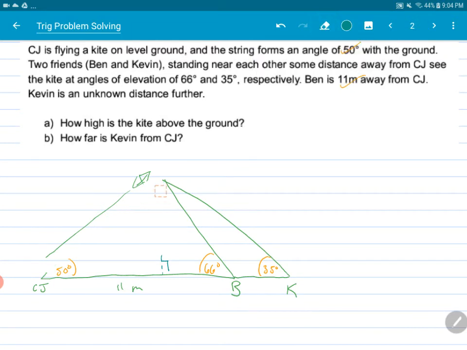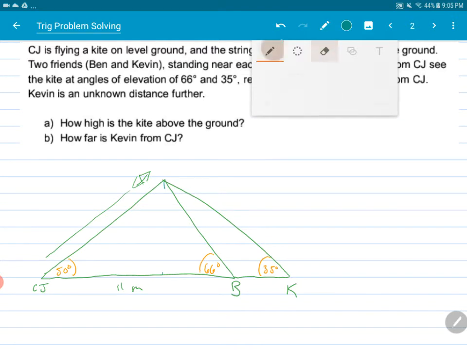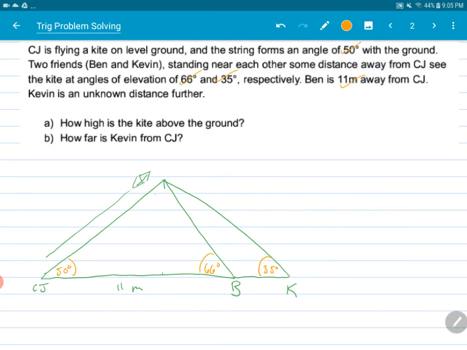We'll come back to the height, but beforehand, do we know anything else? So it looks like we have two angles out of 3 in this triangle. So we can find that third angle by subtracting 50 and 66 from 180, and we will get 64 degrees. So let's pop that in there. So okay, 64 degrees is at the top.